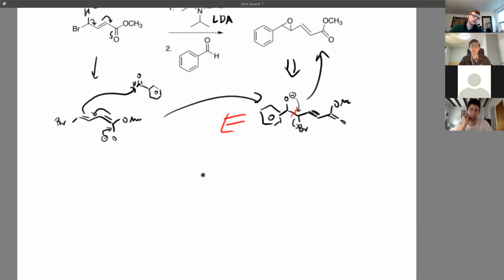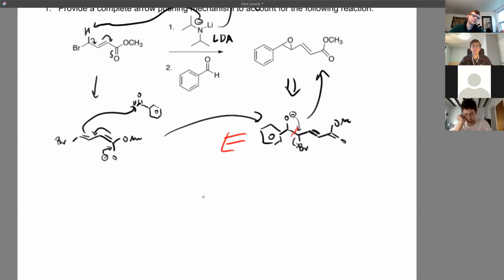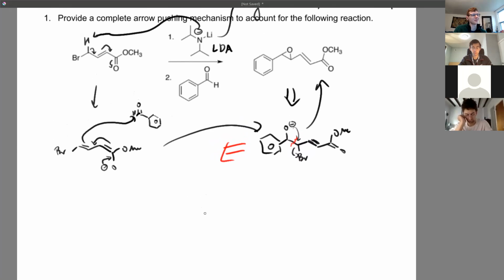Cool. So this problem's kind of scary because it has this epoxide and LDA and all these things, but at the end of the day, it wasn't that crazy. I think this is actually completely comprehensive. I don't think there are any steps that we glossed over. This is actually everything. That's quite good.